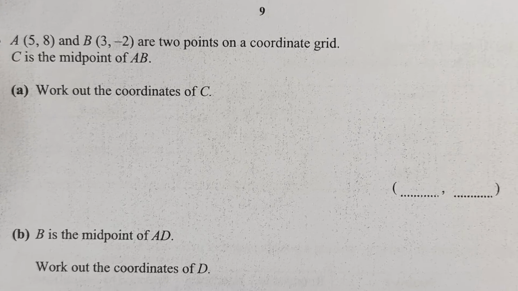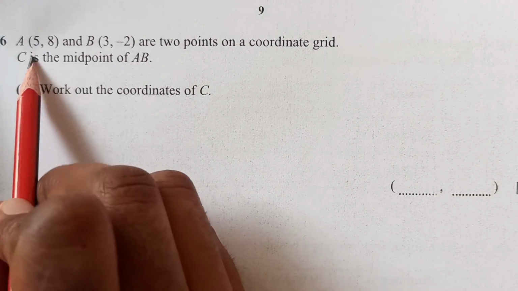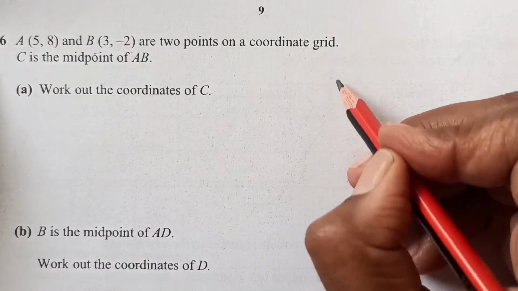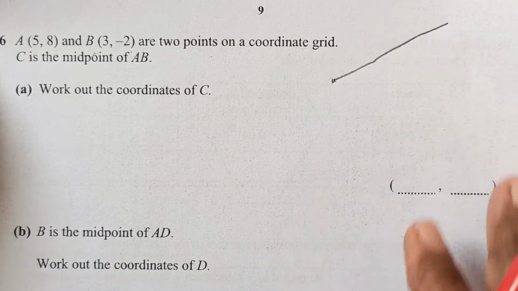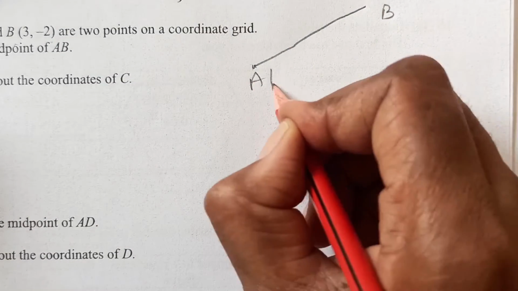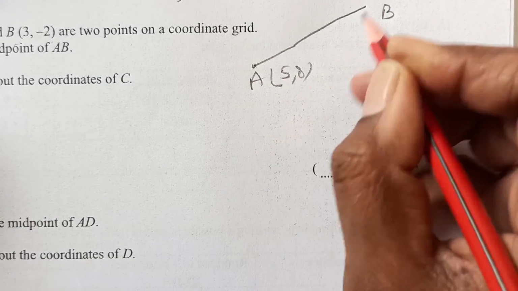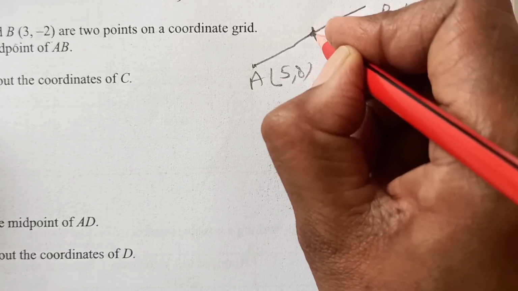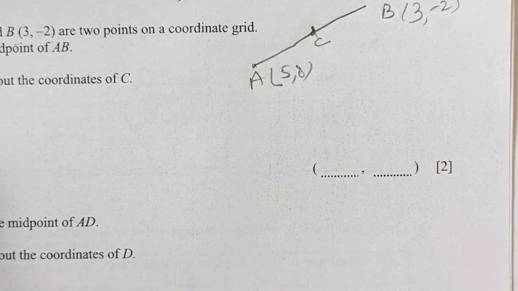Here we have questions from geometry. A is (5, 8) and B is (3, -2), two points on the coordinate grid. C is the midpoint. So let's say this is your point A and this is your point B, and C is the midpoint somewhere here, right? So we are looking for the coordinates of C.